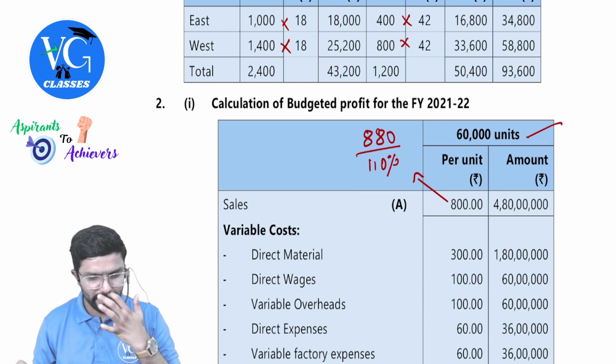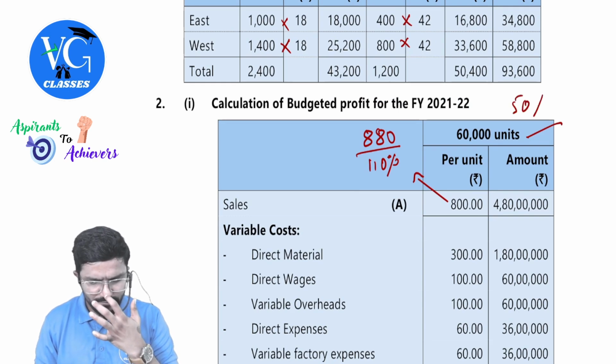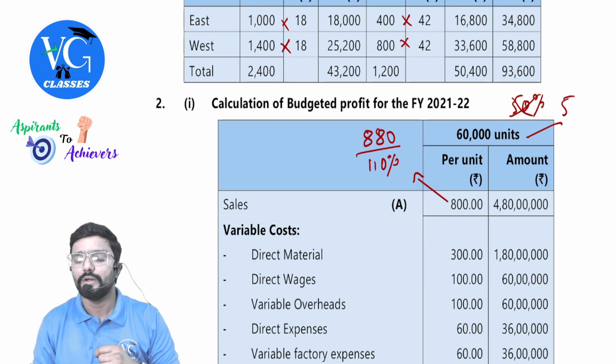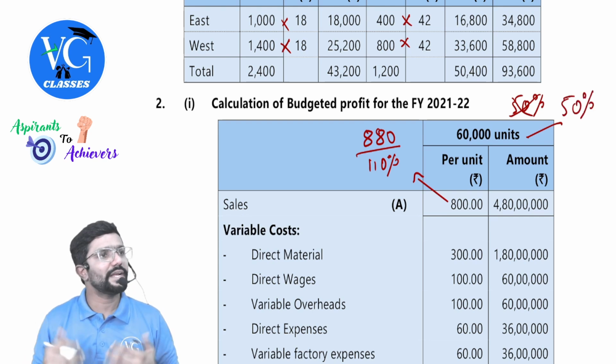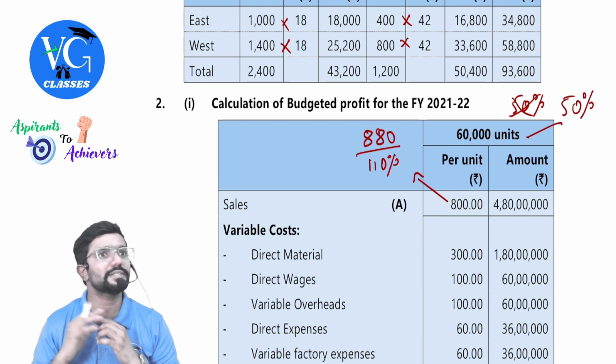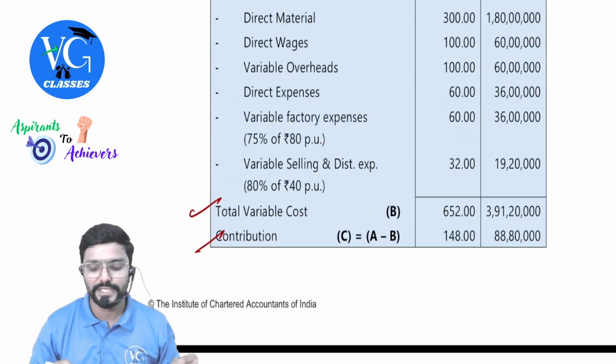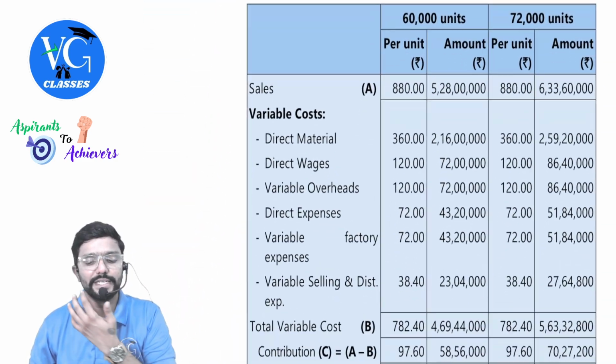50% we already have. Correct? This is 50% only, right? Okay, sir. 50%. Now, can I copy paste the same figures? No, there are some increases. Even the selling price has changed. Please consider them. Okay, first calculate the units.